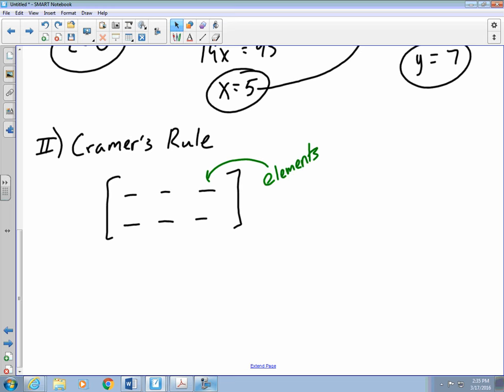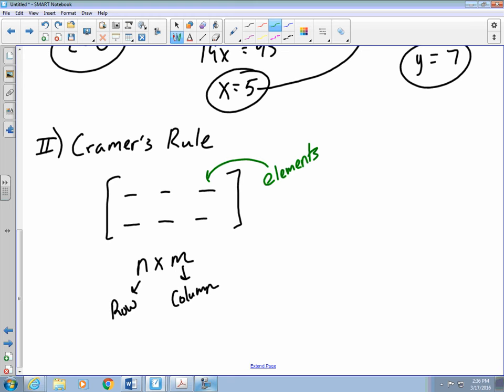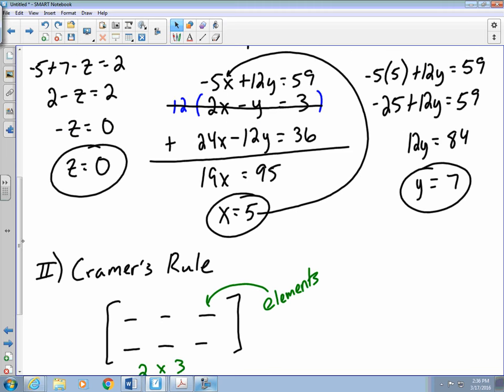One thing I want to keep consistent from the first time we talked about matrices: your dimensions are always row by column. Matrices are just one avenue to solve systems, but we can use matrices for numerous reasons mathematically. But Cramer's rule, here we go. So in other words, this is a 2 by 3 matrix. We have 2 rows and 3 columns.